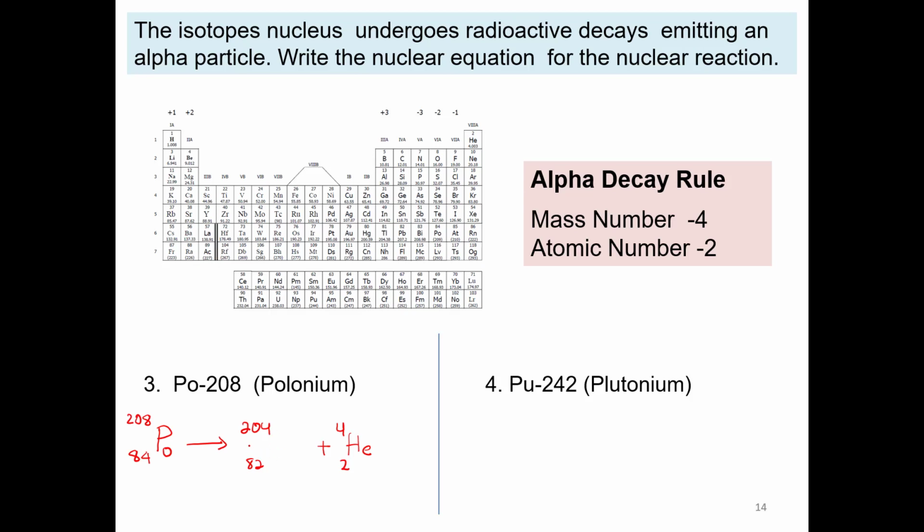And let's see what is the element that corresponds to the atomic number equal to 82. In this case it will be lead. And this is the nuclear reaction of polonium decaying by alpha particle emission.